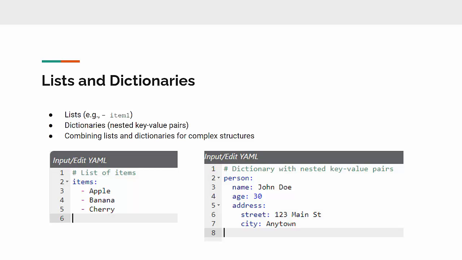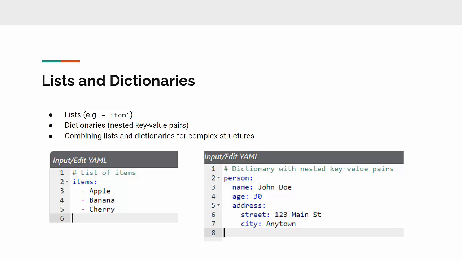With a grasp of YAML's fundamental syntax, we are now ready to explore how it allows us to represent more complex data structures such as lists and dictionaries. This will be crucial for defining intricate configurations in our playbooks.